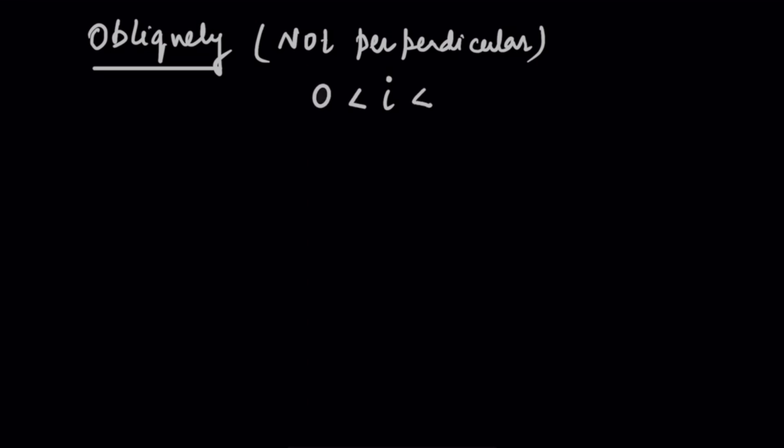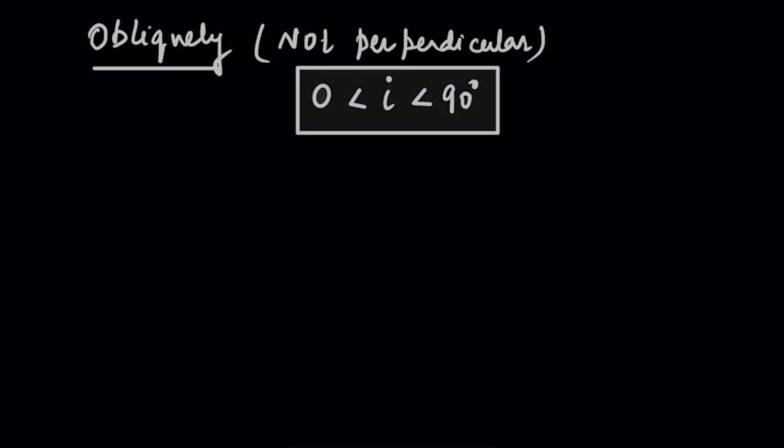Obliquely means not perpendicular. In simple way, we can say that incident ray must be greater than 0 degree but less than 90 degree. Then we say that incident ray is oblique in nature.